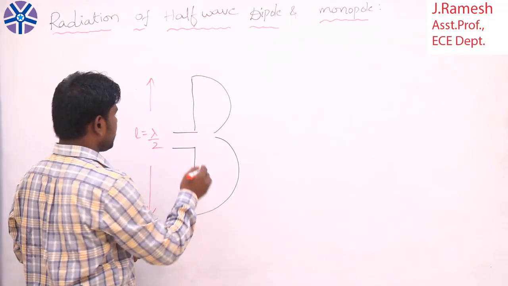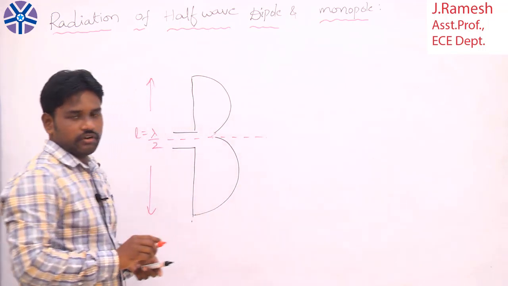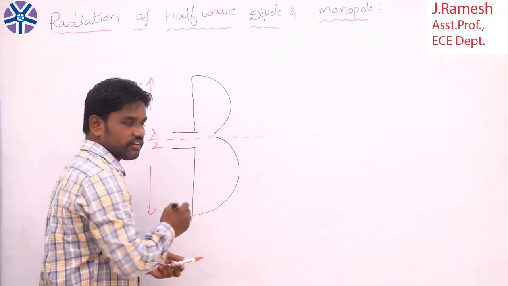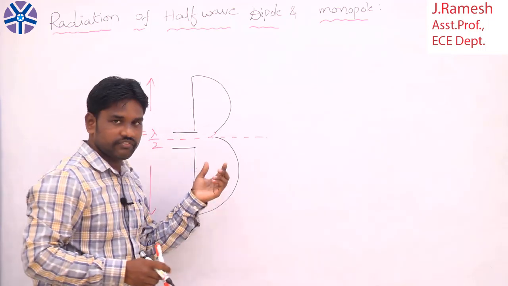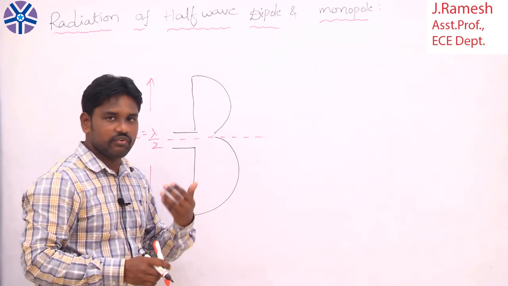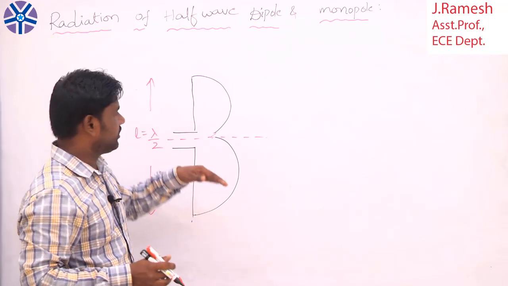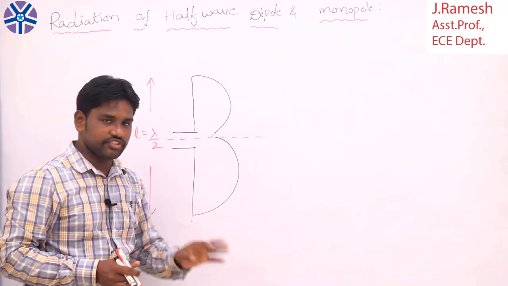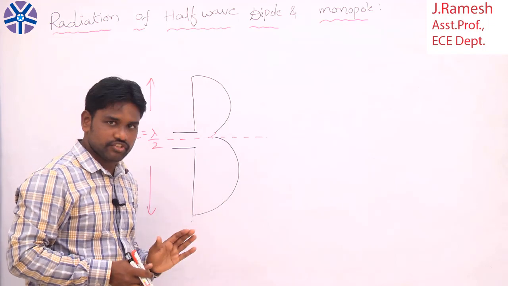Now I can say that this is the center value. If you observe clearly, the current distribution is in sinusoidal form, not constant. Why? Because in practical antennas you will never get constant current throughout the antenna. If you observe the antenna at the edges, the current is 0, and at the middle it has the maximum current.